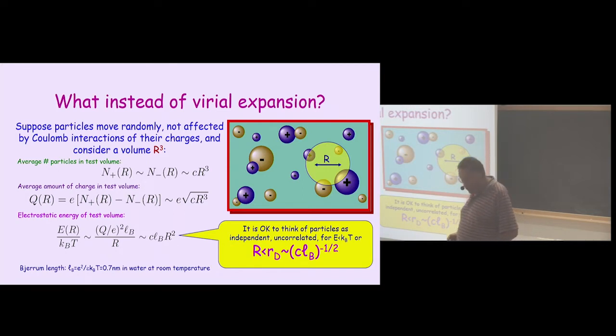And now let's make an assumption, which we'll check whether it's a reasonable assumption or not. Let's make the assumption that these guys are moving independently. They don't think about each other. They just move independently. And if they move independently, then on average, the number of plus and minuses will be the same.